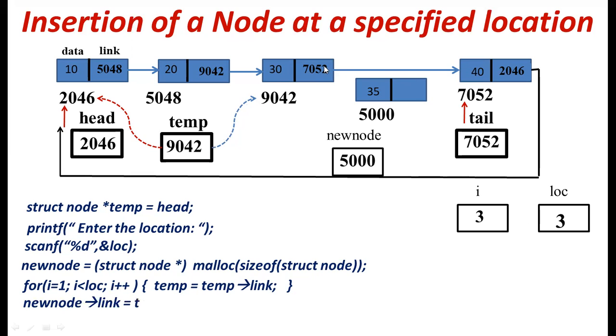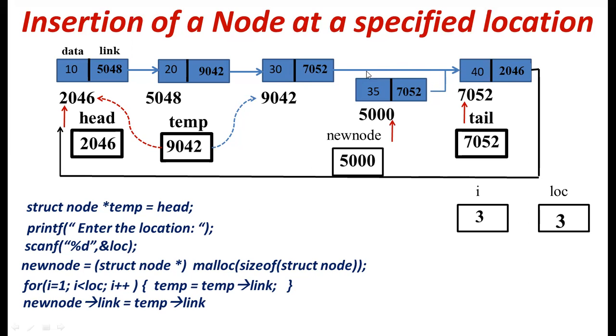Now what we need to do? We need to connect this location here and this location here. So which location first? Right side location connection first. Right side means we have to give the new node link value 7052. What is that 7052? Temp to link value. Temp to link value is 7052. That 7052 value we have to assign here for the new node. So here we write new node to link is equal to temp to link value. So now 7052 value gets stored here and this connection got connected.